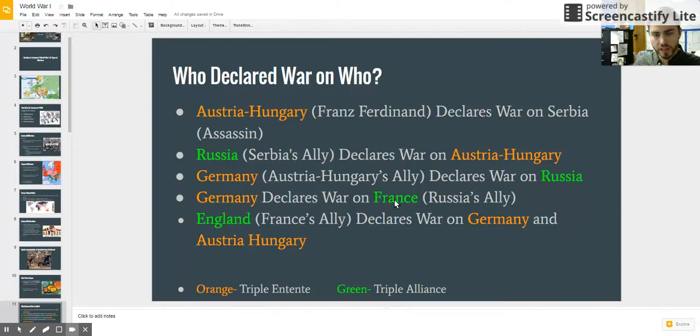Okay, so now Germany is at war with France. And also a member of France's allies was England. England, France, and Russia were now at war with Germany and Austria-Hungary, along with a few others we're going to talk about in a minute. But the alliance system led to the domino effect that caused everyone to go to war with one another.